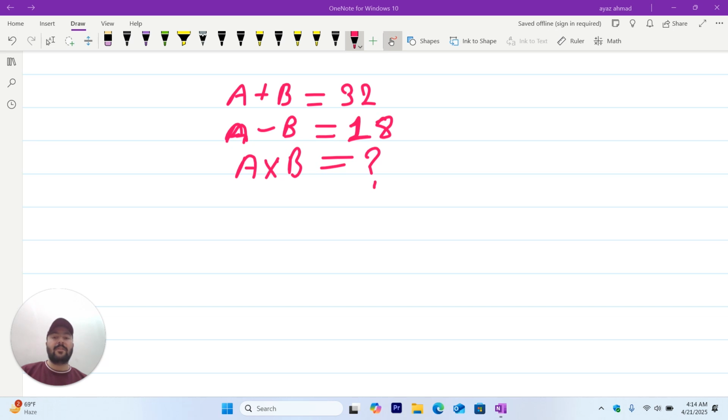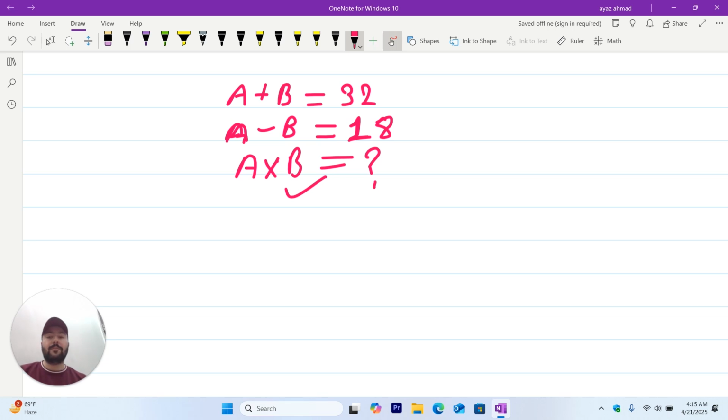So let's get started. The question is: a plus b is equal to 32, a minus b is equal to 18. Then we have to find out a multiplied by b. So we have to find this out. Let's get started without wasting time.